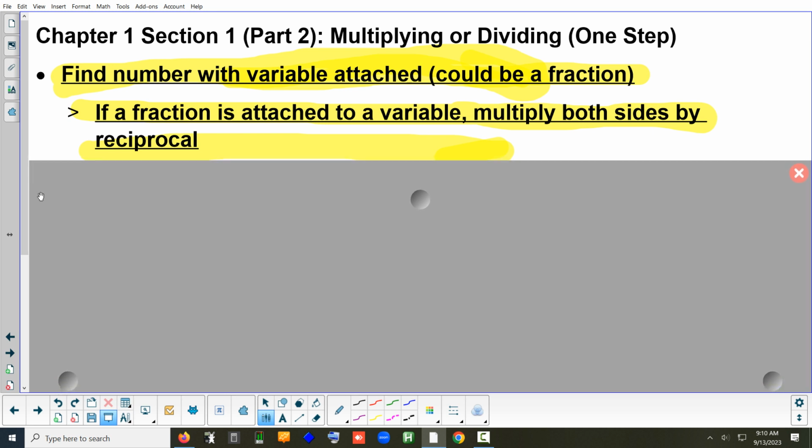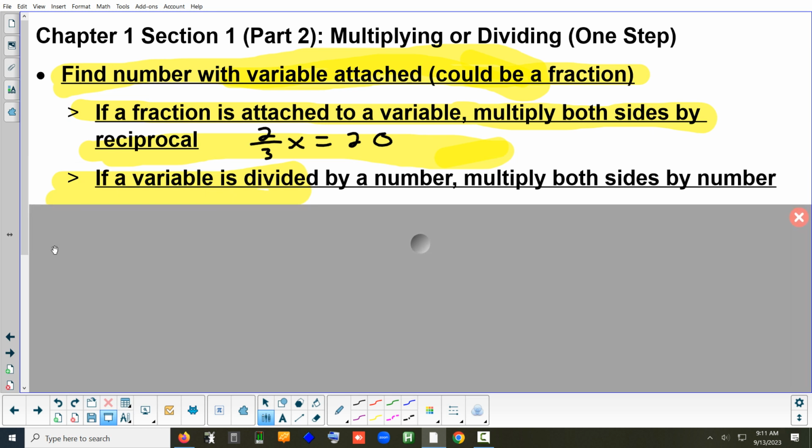Now, it might not always be a reciprocal. Okay, so reciprocal, it would look like this. 2/3 x equals 20. That's the type of problem where you would multiply both sides by the reciprocal. But what if you had a letter that was divided by a number? If you have a letter that's divided by a number, you're going to multiply both sides by the number. What would that look like?